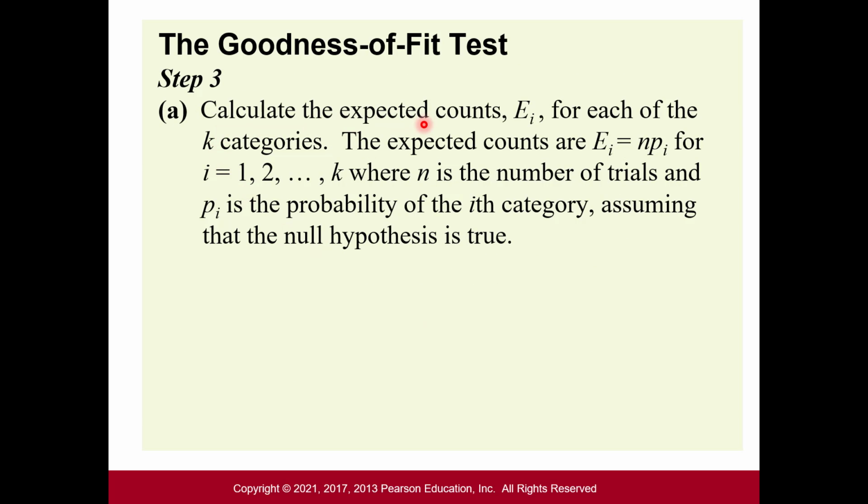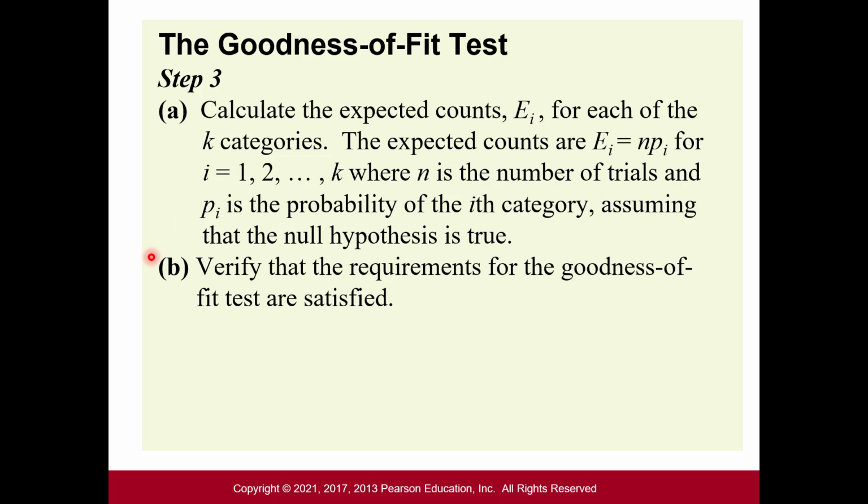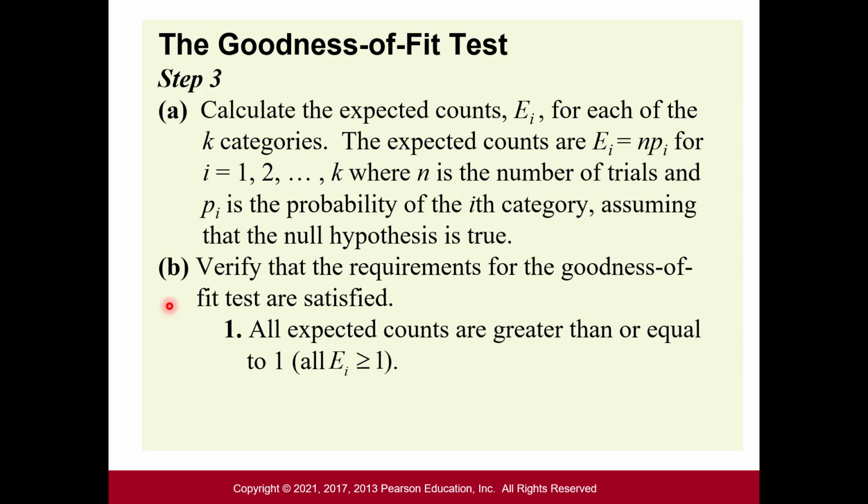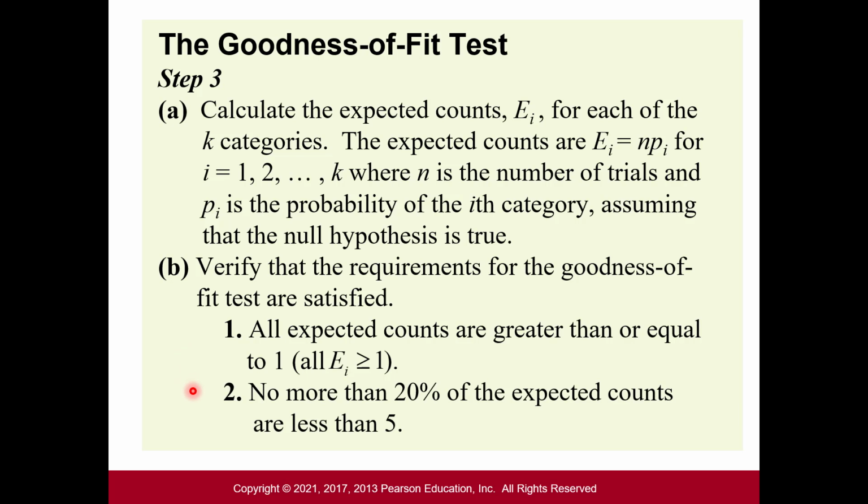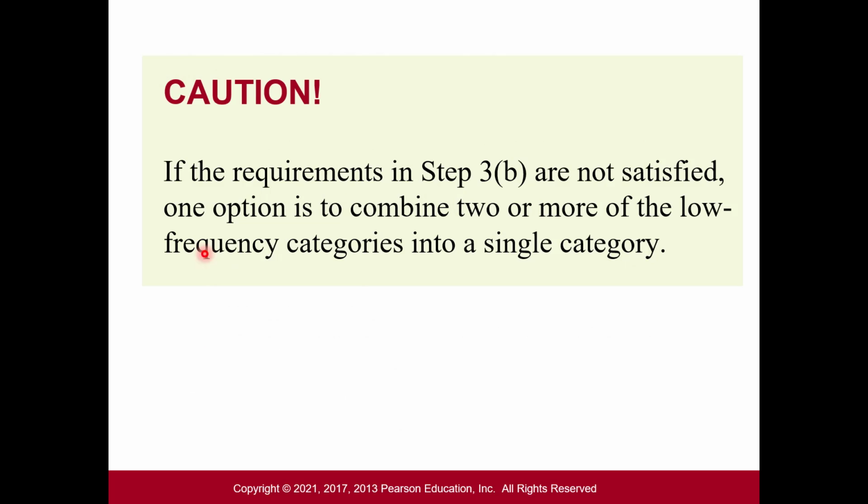Step 3 is to calculate your expected counts, E sub i, which we did in our last example. And then part B of this would be to verify that the requirements, 1 and 2 that we just looked at, for our goodness of fit test are satisfied. And so it's just that all expected counts are greater than or equal to 1, and that no more than 20% of the expected counts are less than 5. And so just a caution here, if step 3b is not satisfied, one option that you can actually do is to combine 2 or more of the low frequency categories and put them into a single category to go ahead and satisfy that 3b criteria.